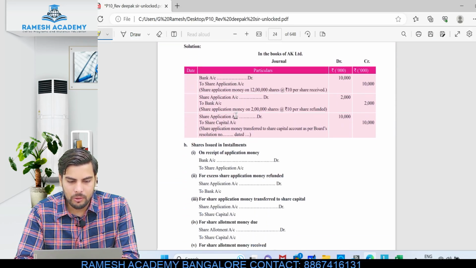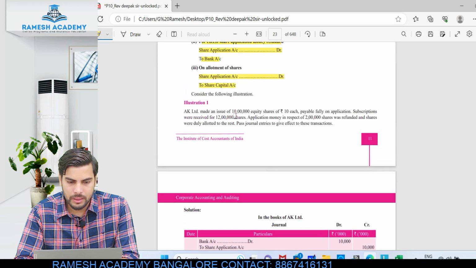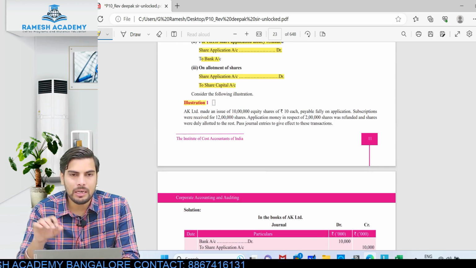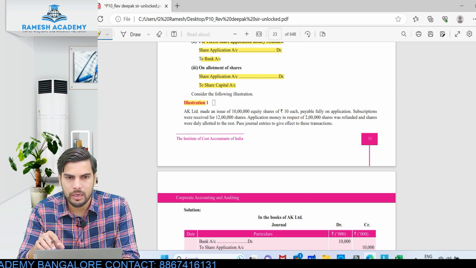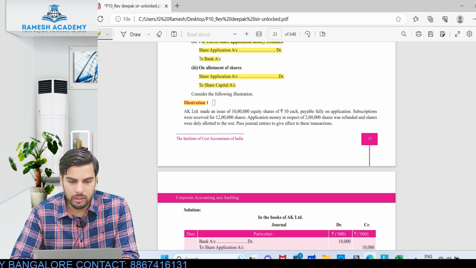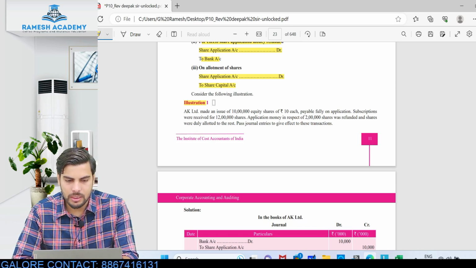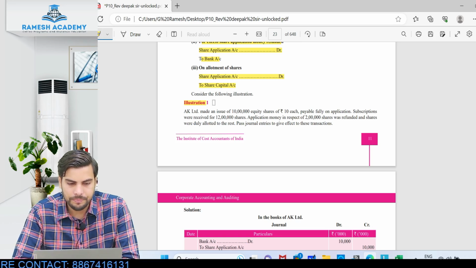Okay, so let's have a look at this particular illustration. Illustration number 1. We'll be solving this. As I already told you initially, we'll be solving each and every illustration which is there in your study material, so don't worry about it. Let me just read this illustration first. It goes like this.